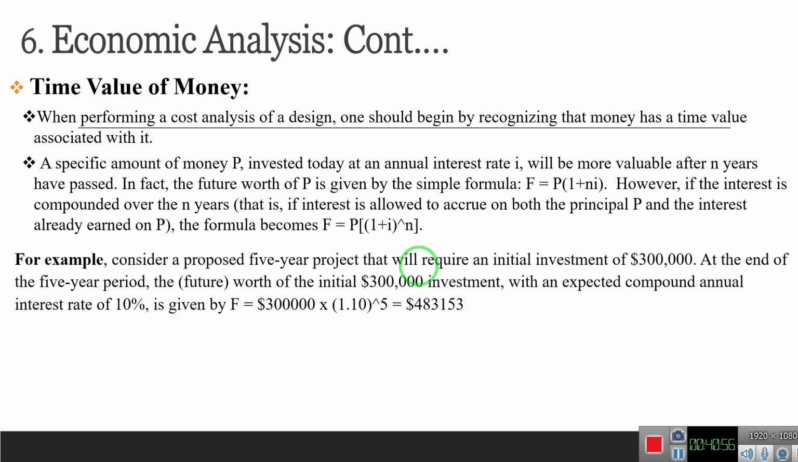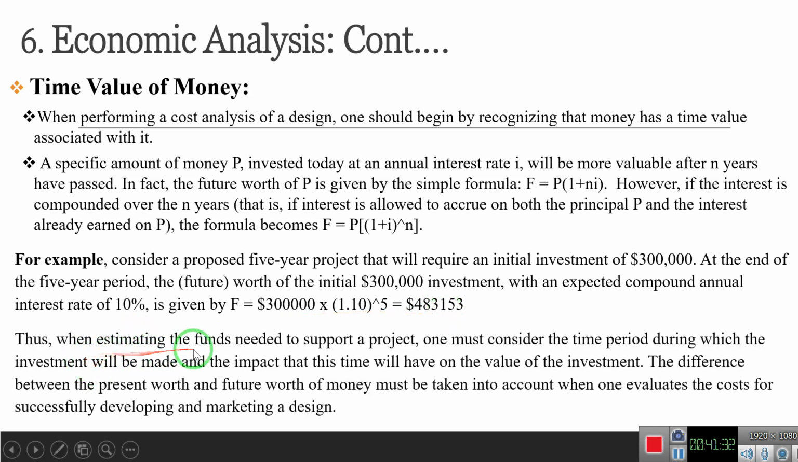Next example, here I am showing the example. Consider a proposed 5-year project that will require an initial investment of $300,000. At the end of the 5-year period, the future worth of the initial investment with the expected compound annual interest of 10% is directly 300,000 multiplied by 1.10 power 5. So now 300,000 becomes 483,000. This is the calculation.